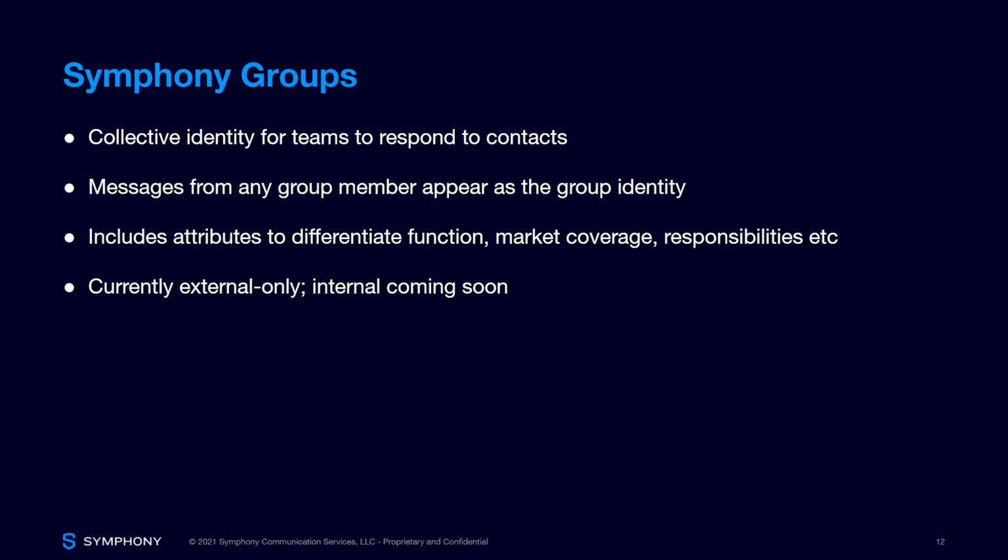Symphony Groups is a new feature in Symphony that allows for the collective identity for teams to appear when responding to contexts. So messages from any group member appear as the group identity itself, and groups can include attributes to differentiate their function, market coverage, responsibilities, and so on. This is currently an external-only feature, but internal use cases are coming pretty soon.